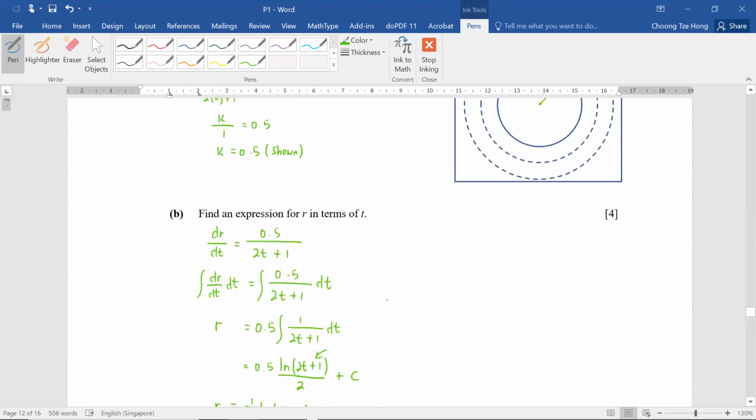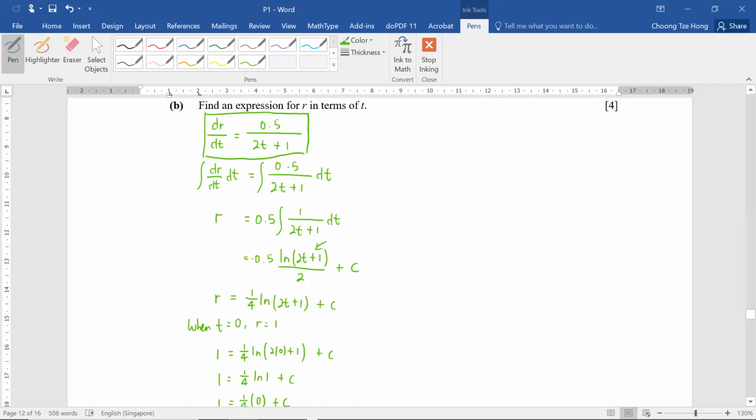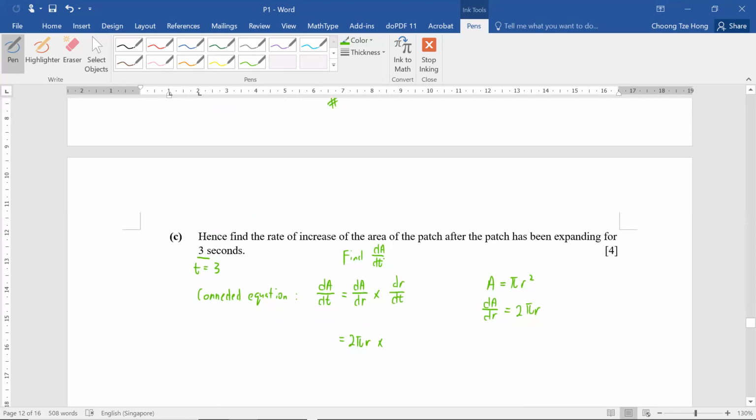Don't forget that we have already found dr/dt earlier on. dr/dt is over here: 0.5 over 2t plus 1. So we're going to insert it inside. So 0.5 over 2t plus 1. Over here we have this r. Remember, they want us to find dA/dt when t equals 3, right? So we need to try to replace this r with an expression in terms of t, so that later on we can sub t equals 3 inside and find dA/dt.